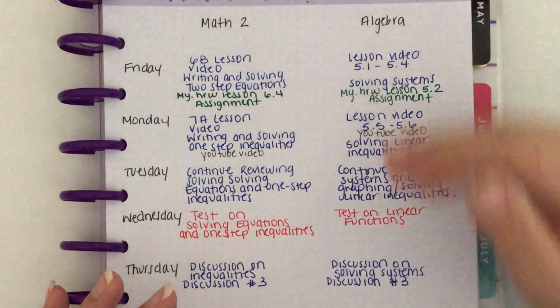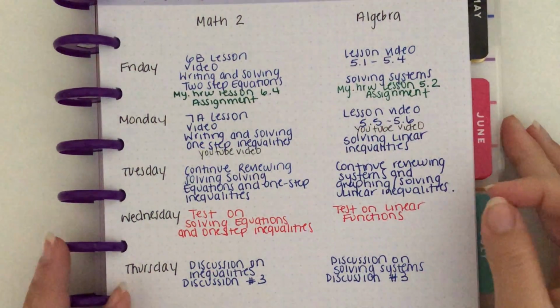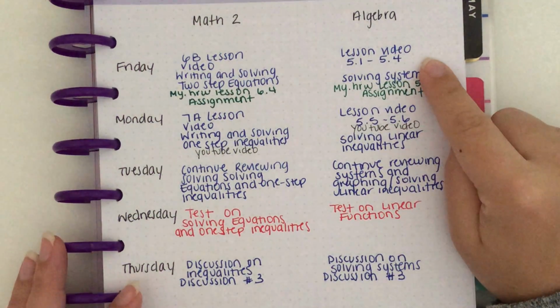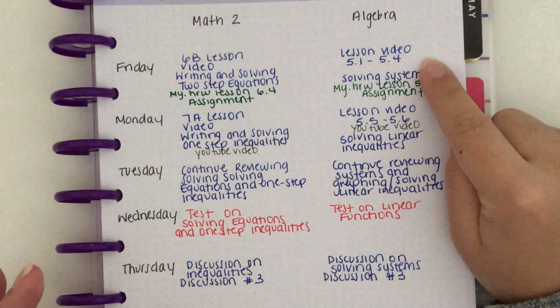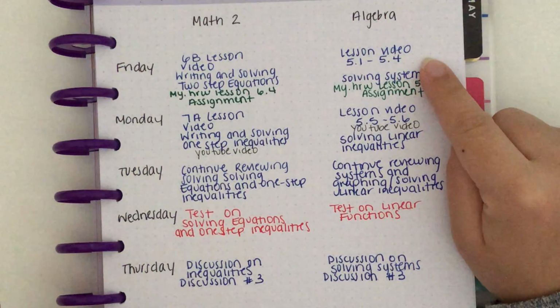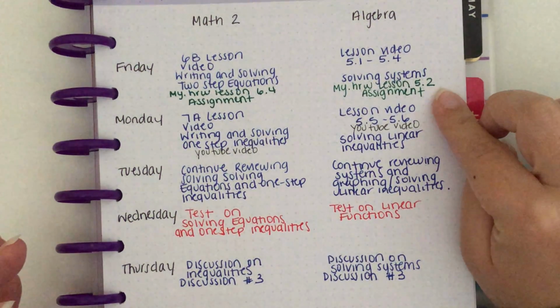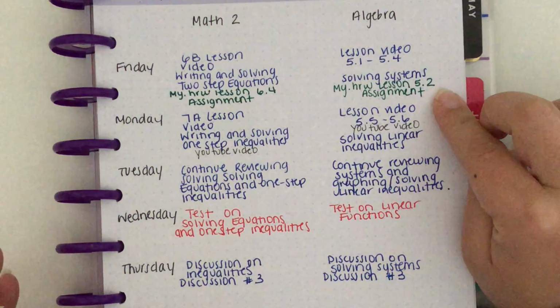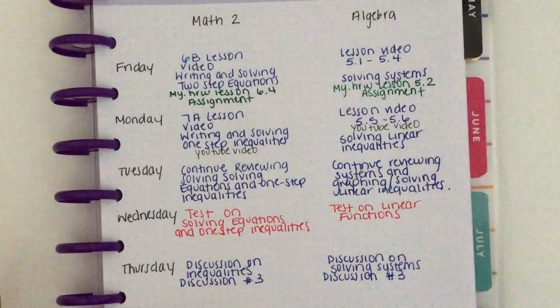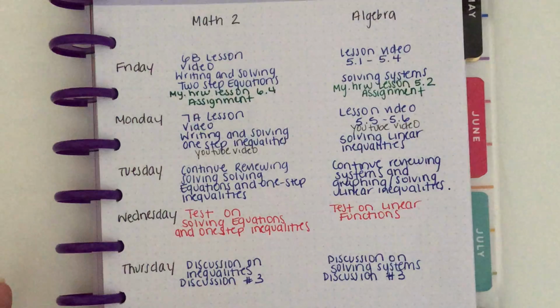So I'm just going to go over again the brief run through of what's going on this week. Today we have your lesson video. We're going to be going over 5.1 to 5.4. So that's all of the different ways that we can solve systems of equations. Your assignment for this week is your MyHRW lesson 5.2. It should already be up on your dashboard on MyHRW.